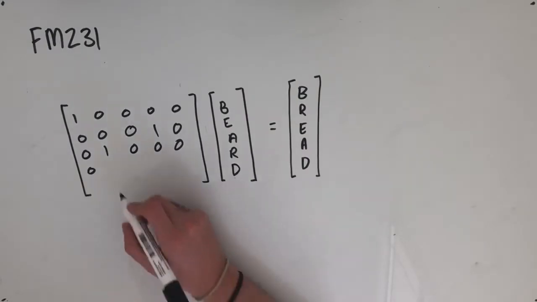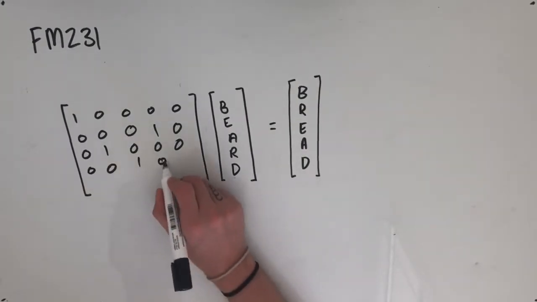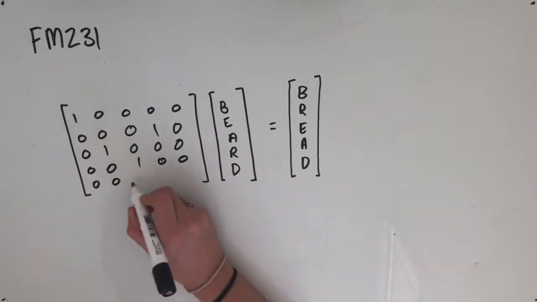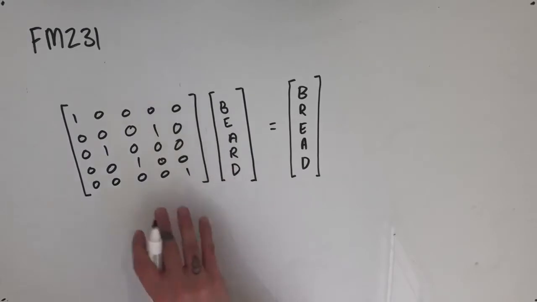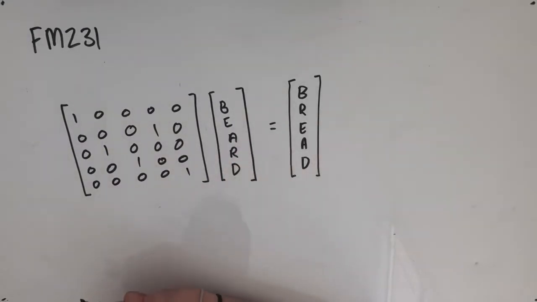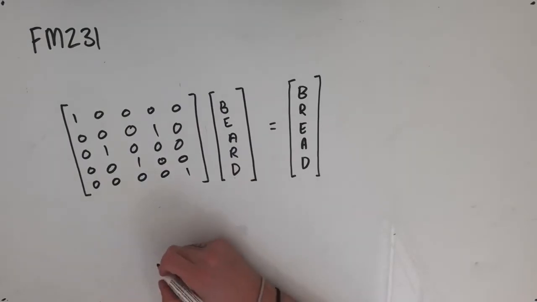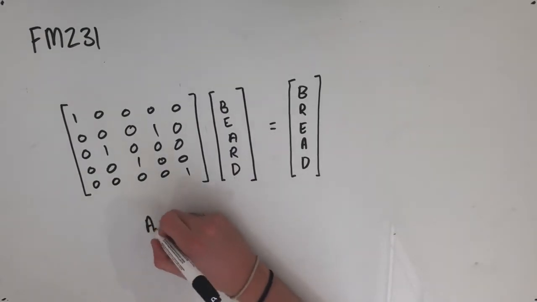So we're going to go to 0, 0, 1, 0, 0. That's going to select the A for us. And then finally, we're going to have 0, 0, 0, 0, 1 and select D to be left with BREAD. Looking at our matrix P now, we can see that it looks very much like option A, which of course is our correct answer.